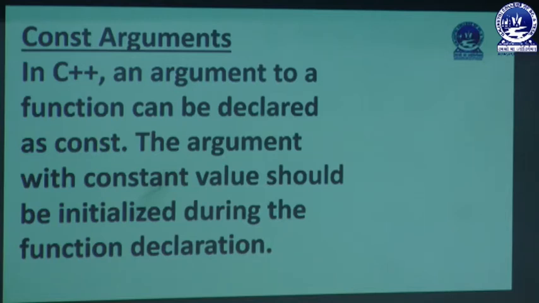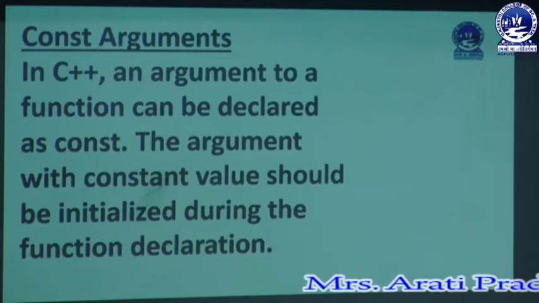We know that const is a keyword, and when the const keyword is used with a variable, the value of the variable cannot be changed or updated. Similarly, an argument can be used as a constant argument. Here we will discuss that. In C++, an argument to a function can be declared as constant.